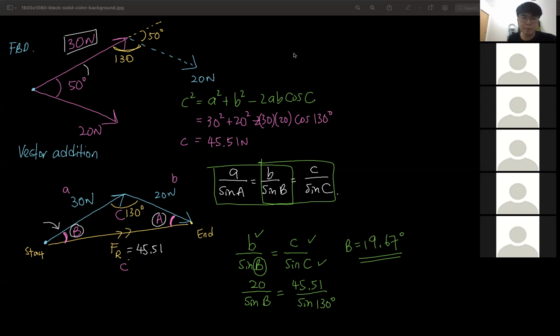Label it. It is going in this direction, roughly here. Then you label the angle: 19.67 and with a force of 45.51. That is the resultant force. Is this a balanced system? Not a balanced system. Is there an acceleration? Yes, there's an acceleration.